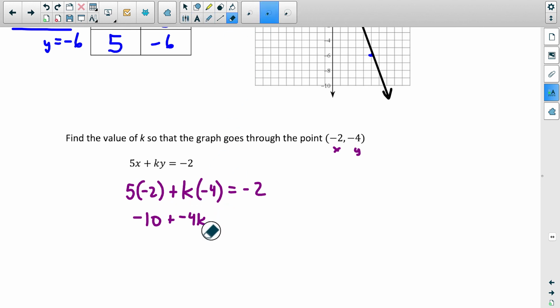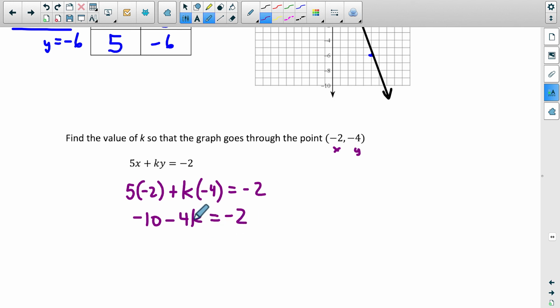So in fact, what I probably would have done is this. 5 times negative 2 is negative 10. Don't put anything down. Now, I'm doing a positive k times a negative 4. Well, a positive times a negative is negative. And k times 4, or better, 4 times k, is 4k. And that's equal to negative 2.